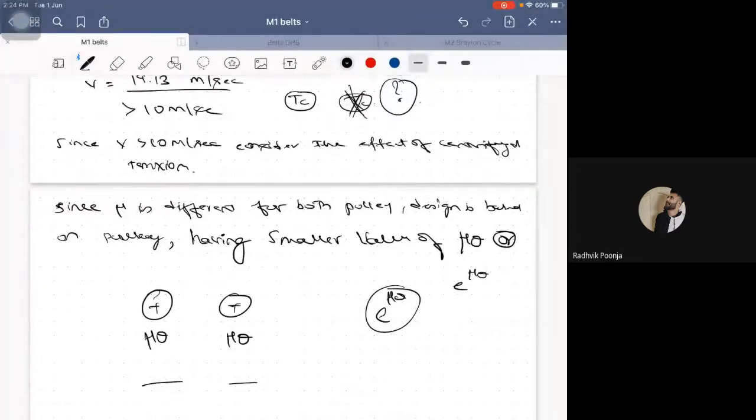Now, all of you just calculate the value of mu theta for the smaller pulley and the mu theta for the larger pulley. So what is the value of mu theta? Compare these two.